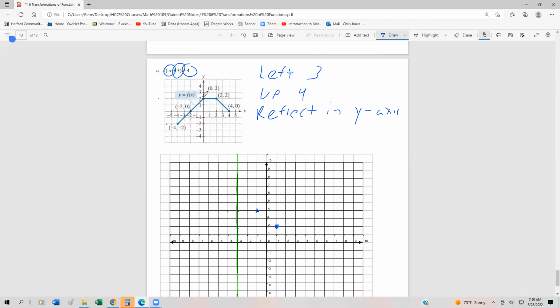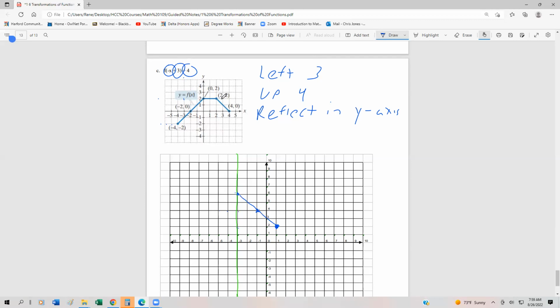The last point that we have before we start the constant part is 0, 2. So we're going to move it left 3 and then up 4. So moving it left 3 is going to give us a negative 3, and then up 4 is going to give us a 6. So we should have the point negative 3, 6. And notice it falls directly on the axis that we're reflecting over. And so that's going to be that increasing line segment.